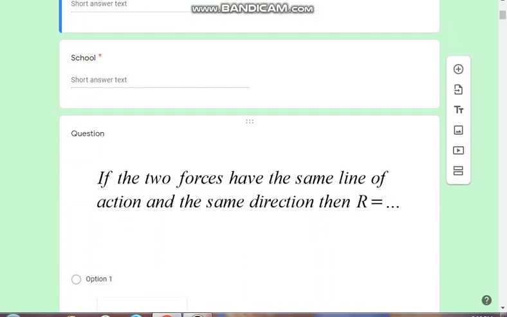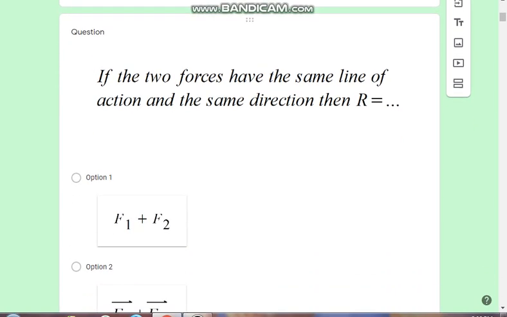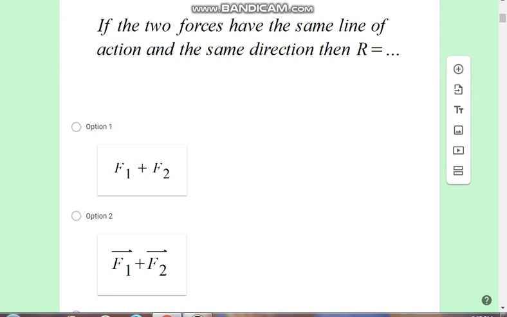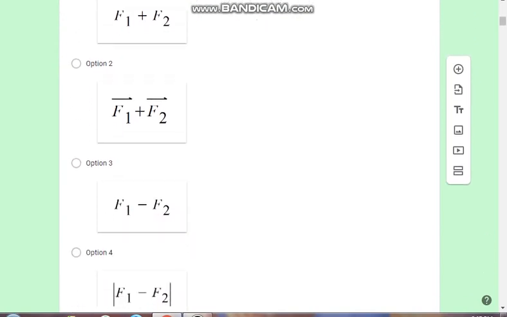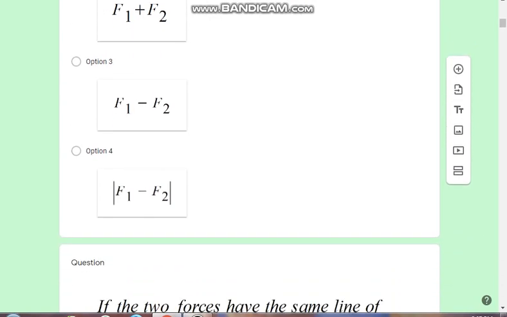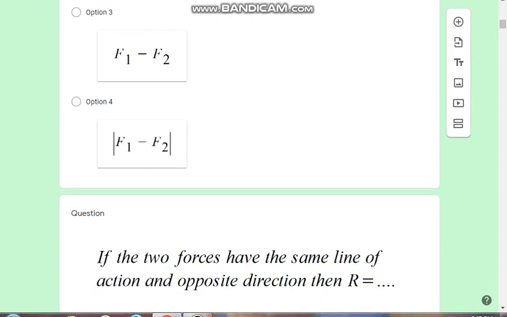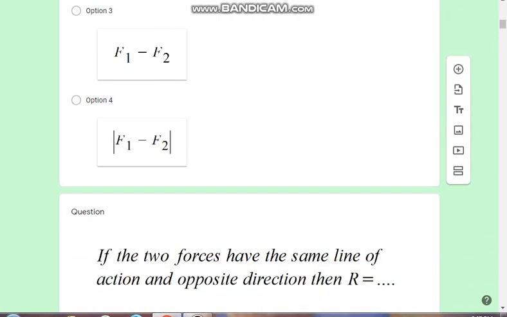First question: if the two forces have the same line of action and the same direction, then R equals. Choose one of the following: F1 plus F2, or vector F1 plus vector F2, or F1 minus F2, or absolute F1 minus F2.